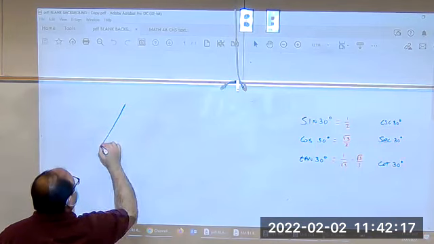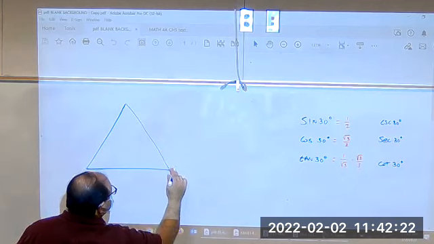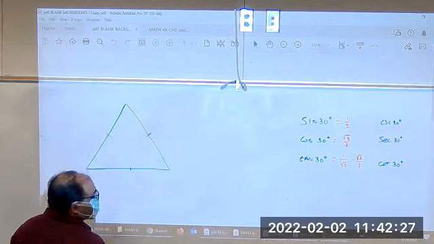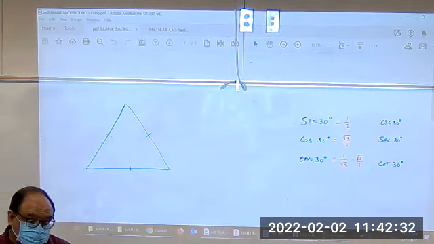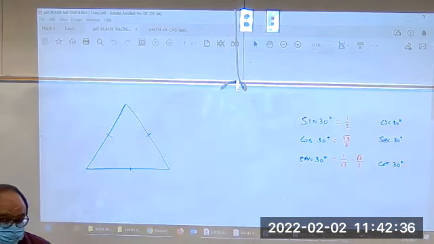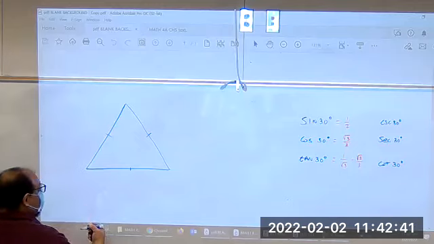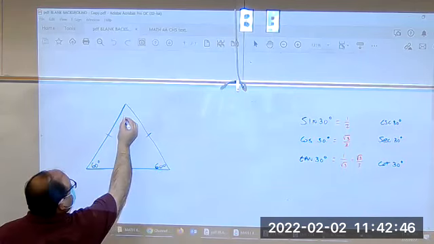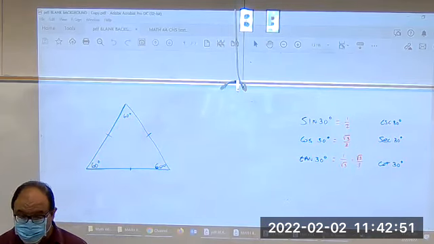If you start with an equilateral triangle, an equilateral triangle is a triangle that has 3 equal sides. And I believe I've already talked about this. If all 3 sides are equal, all 3 angles must be equal. Since the 3 angles add up to 180, 180 divided by 3 gives you 60 degrees at each vertex. Okay, this is always true.